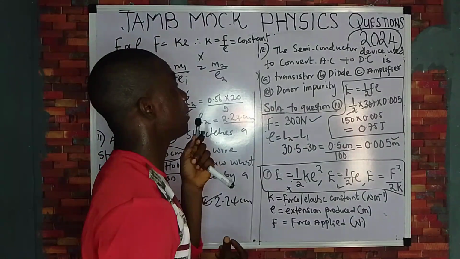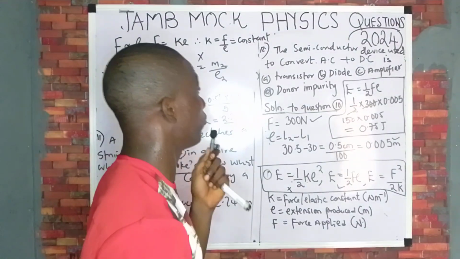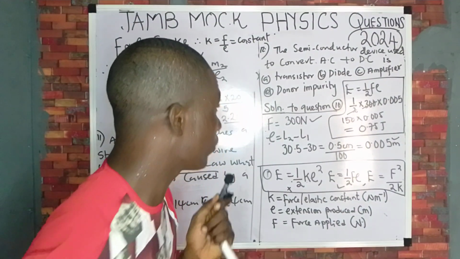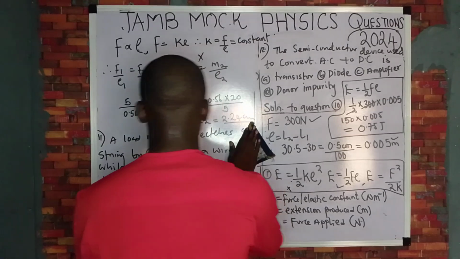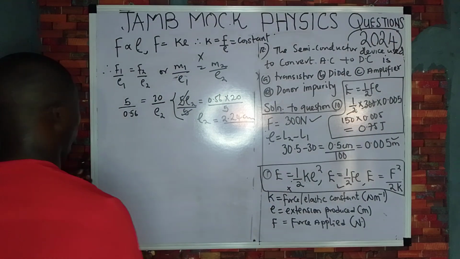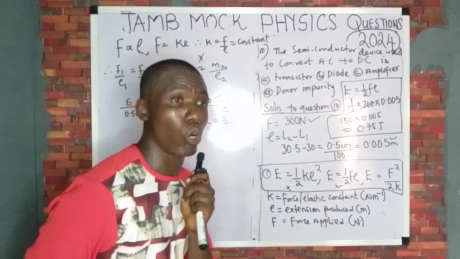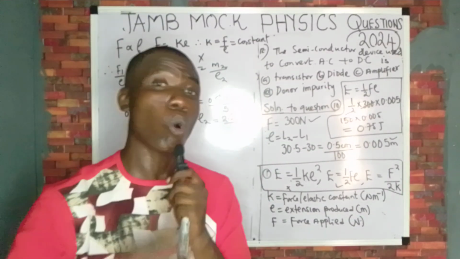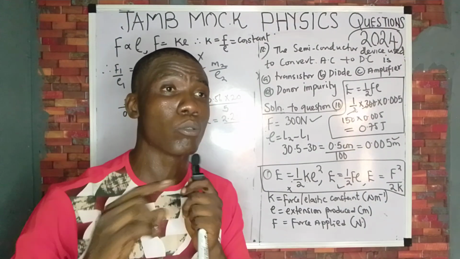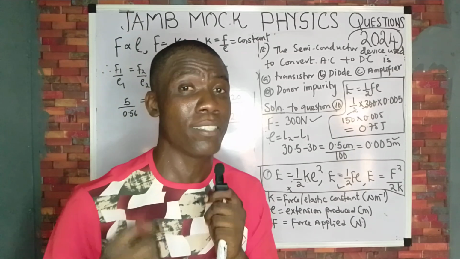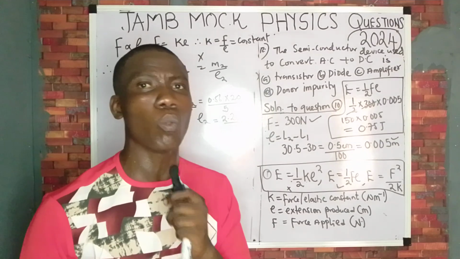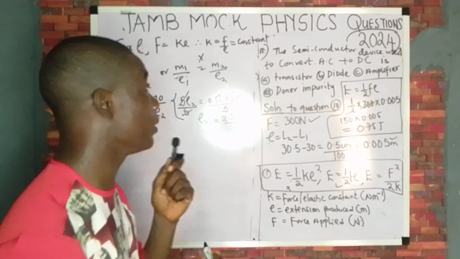The semiconductor device used to convert AC to DC is what? Remember, AC is called alternating current, and your DC is called your what? Direct current. And alternating current is a current that varies with time. It's a current that moves in a sinusoidal manner so as to reverse its direction periodically. So it's an unsteady current. But your direct current is always very what? Steady.